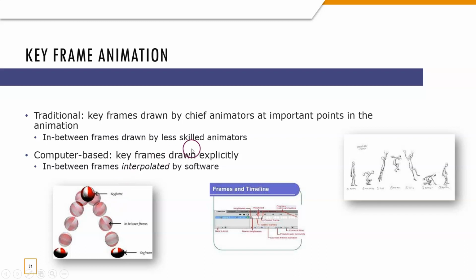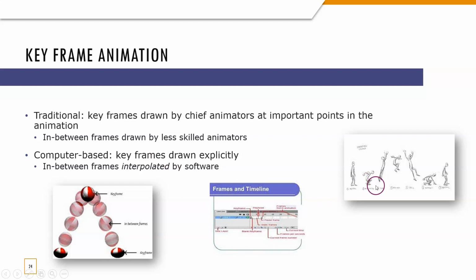But in computer-based animation, keyframes are drawn explicitly, which means you need to have some of the keyframes. Let's say I have 3 points here, 3 keyframes. So I only have 3 pictures here, and the rest will be rendered, interpolated, and created by the software.